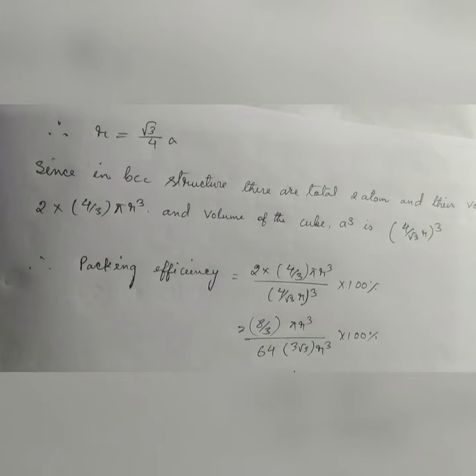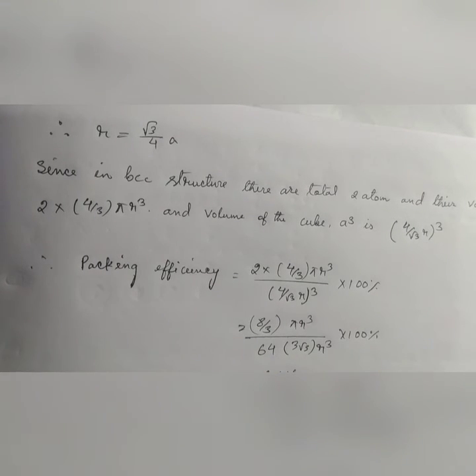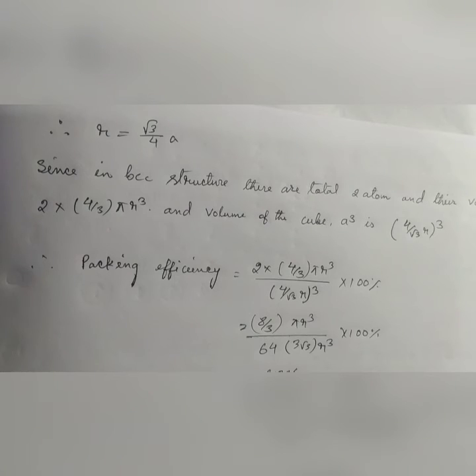Okay, and we know the formula of the packing efficiency. Then just put the values of the volume of the sphere and the volume of the cube in the formula and multiply this with the 100%. So here the volume of the sphere is multiplied with the 2, because we know that in BCC structure how many total atoms are there? There are total 2 atoms are there, so we have to multiply this with the volume.